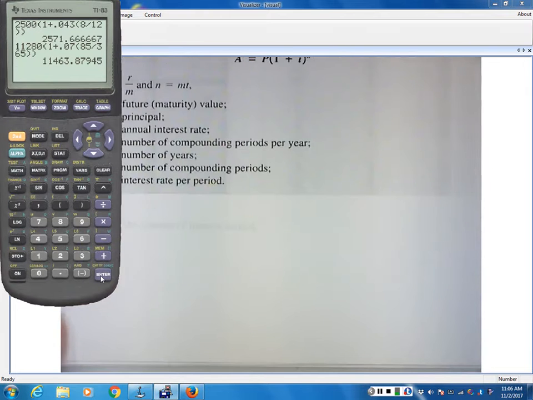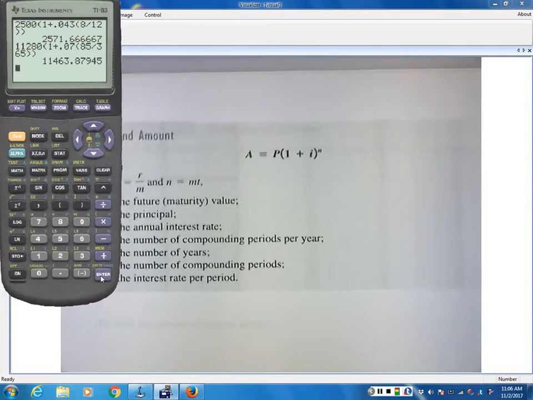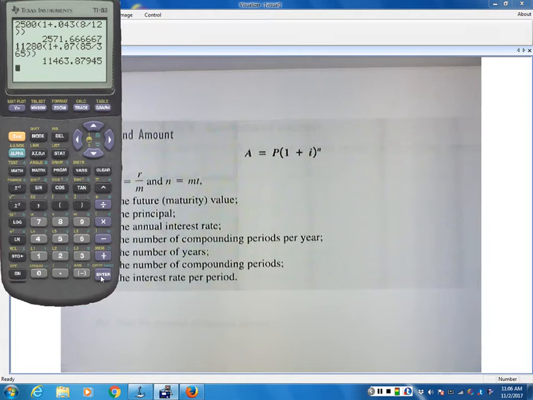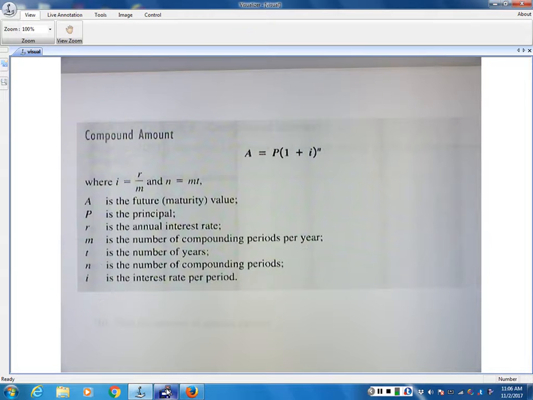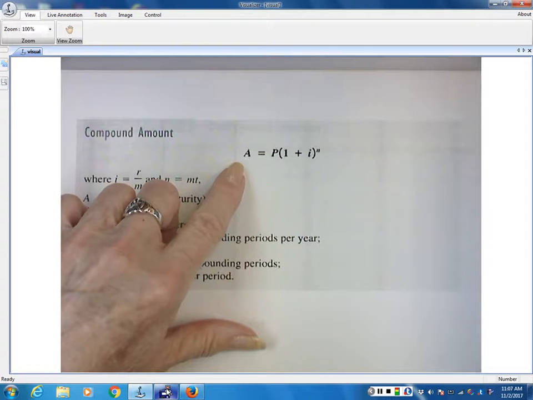Okay. Now we're going to talk about something that's a little bit different. This is no longer simple interest, although simple interest is kind of involved. This is going to be the formula for compound interest, which means that your interest is not simple interest charged for the entire period of the loan all up front.